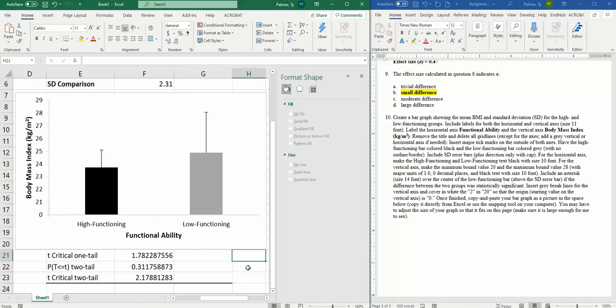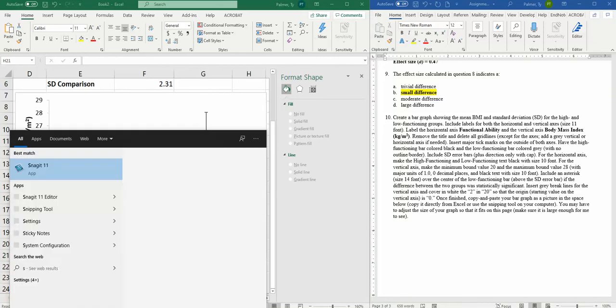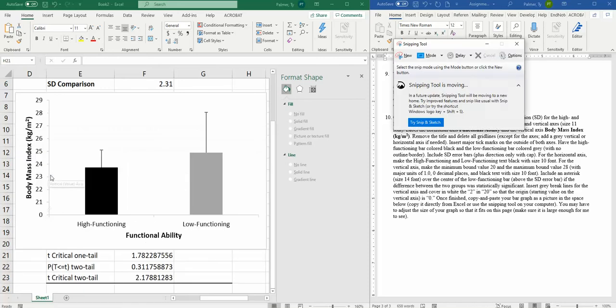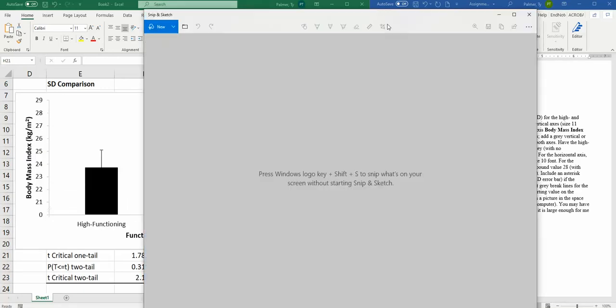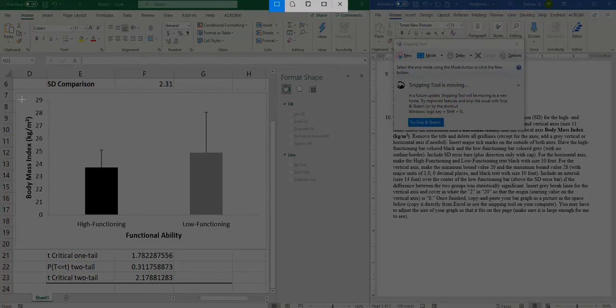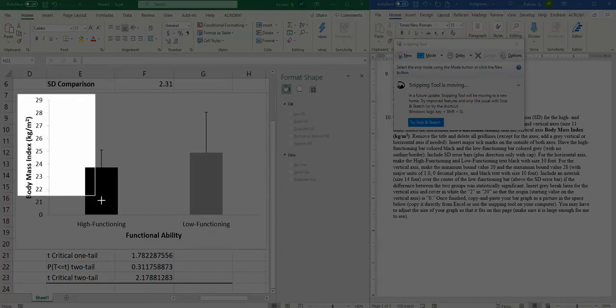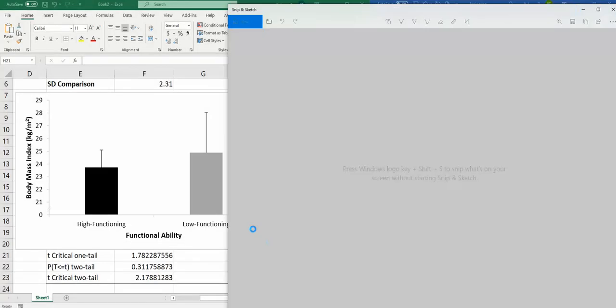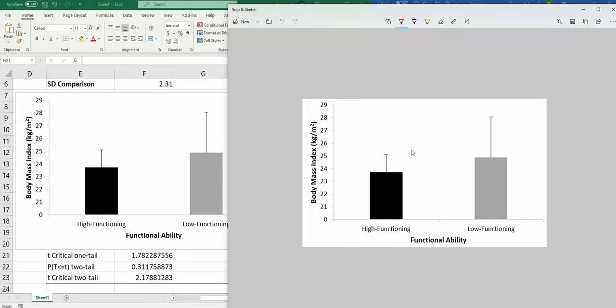So now that we have our graph, again, we can either copy it and paste it directly in here, or we can use that snipping tool. I'm going to use that snipping tool real quick. Let's see if I can get it to work here. Okay, got that. That looks good.